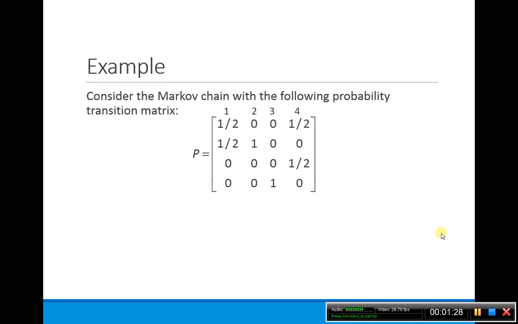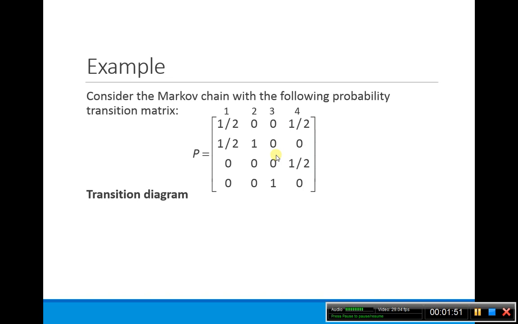Okay, so let's consider this example here with this probability transition matrix. Here we have 4 different states. If we think about this, what is an absorbing state? How do you tell if you have an absorbing state? Well, basically it means if you get in that state, then you're going to stay in that state forever. So where is that in this probability transition matrix?